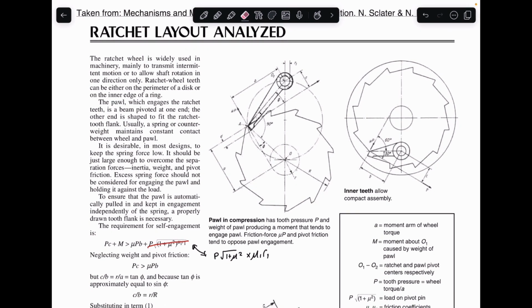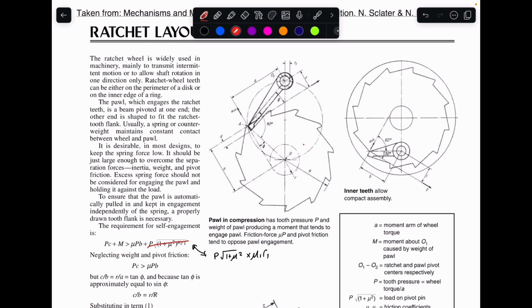So what we have here is an internal ratchet and pawl system. Instead of it being external, like the photos we just saw, here we have the pawl on the inside. And the calculation is the same. I will just highlight some of the forces here.